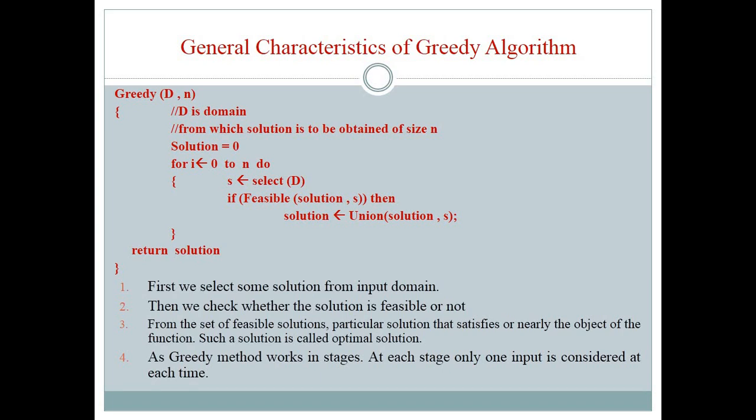As a greedy method works in stages, at each stage only one input is considered at a time. In this, we will not compare and take another solution with some solution. We will go with a single solution at each stage. We used some other solutions in dynamic programming, but a greedy algorithm will use only a single solution, or we can say a single input, at a single stage. So this is a general introduction of our greedy algorithm.